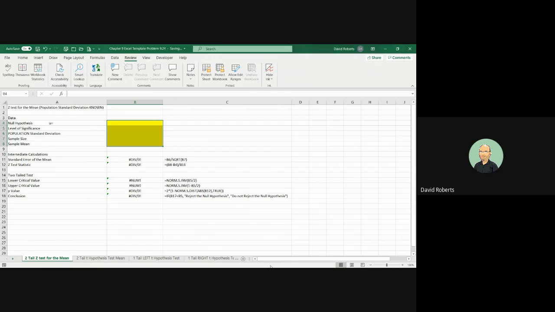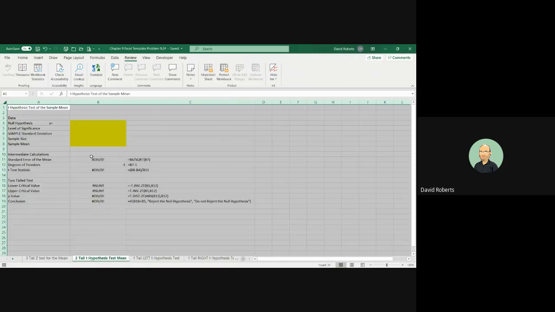Now, when we read part A, we are given a statement. Is there evidence that the population mean waiting time is different from 3.7 minutes? So what we're going to test is: is the population mean equal to 3.7 minutes, or is it not equal to 3.7 minutes? That would be a two-tailed test. So I'm going to have to change my screen to the two-tailed t hypothesis test for the mean.